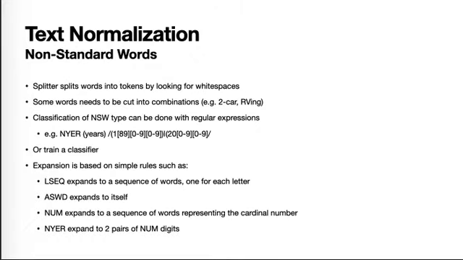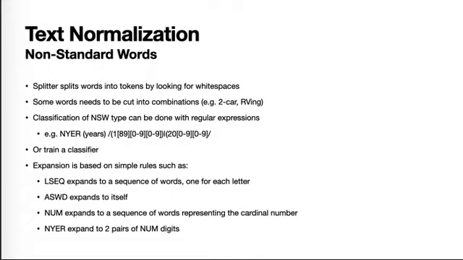Dealing with these non-standard words requires at least three steps. Tokenization, to identify the non-standard words in the input text. Then classification, to classify them into specific types, such as the table I showed earlier in a previous slide. Then we need to expand them into ordinary words. So let's take a look at how each step is done.